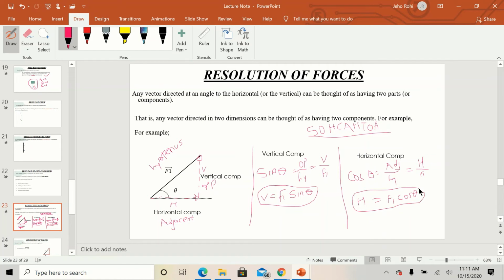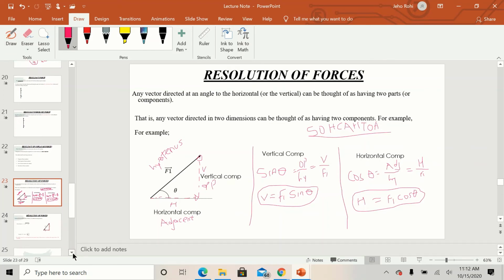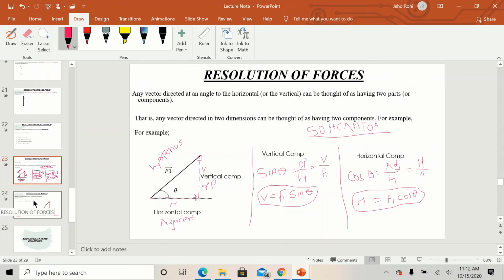So guys, this is the formula for finding the horizontal component. So I've given us formulas for finding the vertical component and the horizontal component. It's as simple as this. It's very important to know the various components of a vector. When the vector is inclined, just like this, it has two components, the vertical component and the horizontal component.